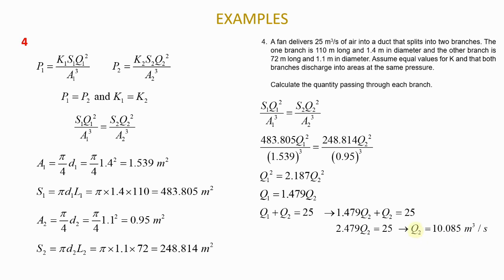Now that you have Q2, you just need to find Q1. Because Q1 plus Q2 is equal to 25, therefore Q1 will be equal to 25 minus Q2, which is 25 minus 10.085, and that will give you 14.915 cubic meters per second. And once you've done that, you have established the flow rate into the first branch and the flow rate into the second branch. And that is what they wanted you to do in this question.